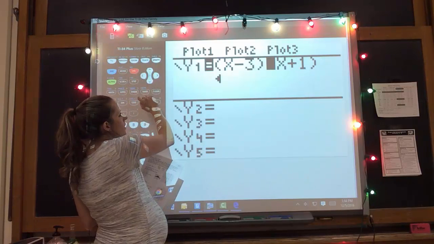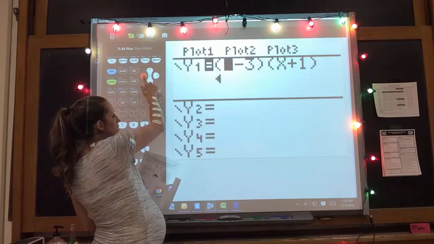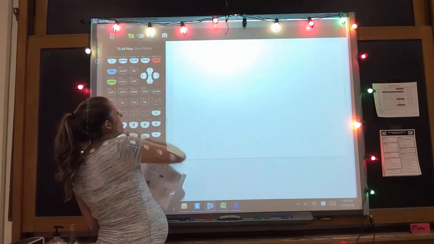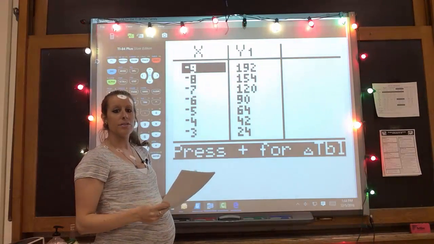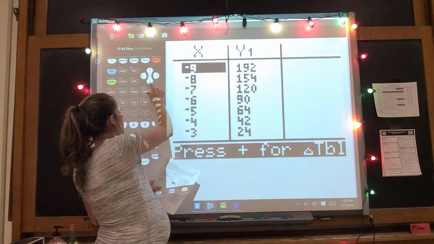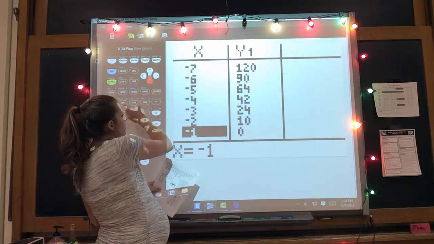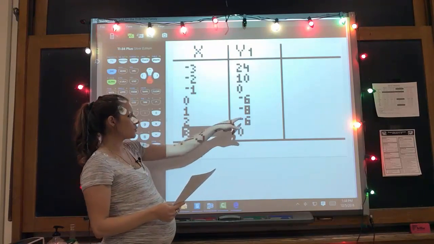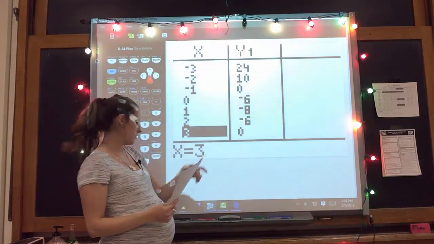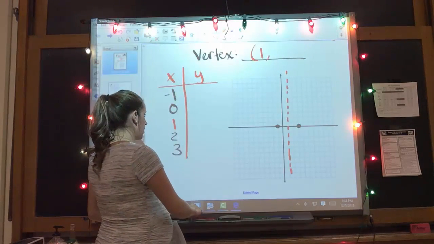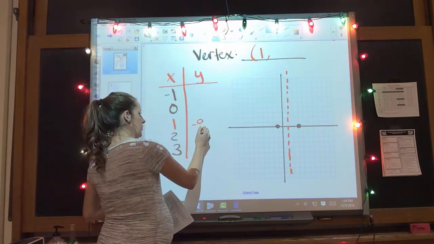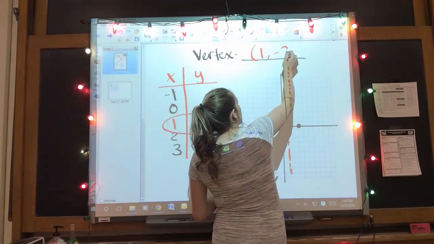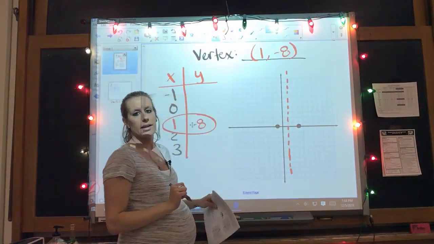Once you have that equation in, you're going to go to your table and find some good points. For the second graph, we want to be around the vertex. So go to where x is 1, and we're going to fill in our table. When x is 1, my y is -8. That's going to be our vertex. So you can go ahead and fill that in. Our vertex is (1, -8).